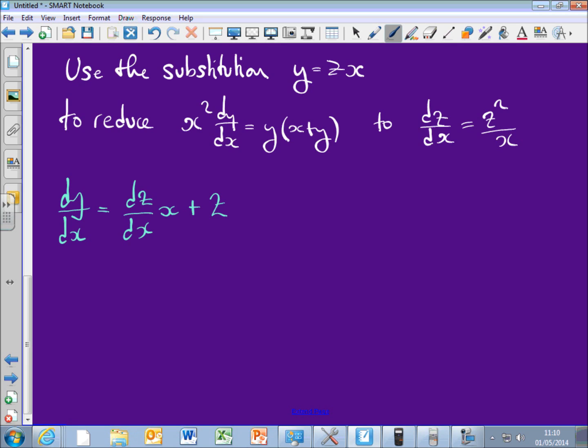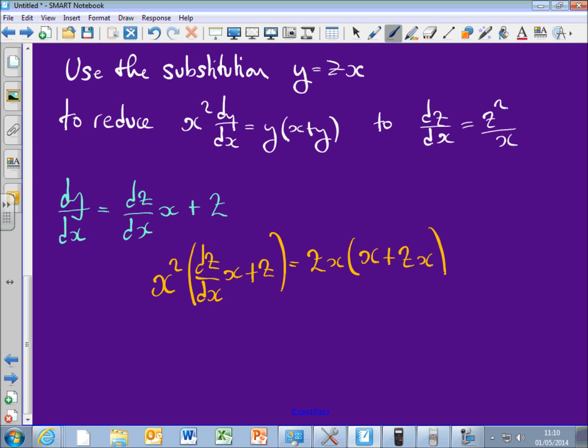So now I know what dy/dx is. I'm going to sub it into there. Okay, so let's see what we get. We're going to get x squared times dy/dx. Well, dy/dx is just what we found out: dz/dx times x plus z, is equal to y times x plus y. Well, what's y? Are there any y's in this thing over here? No, so what's y? zx.